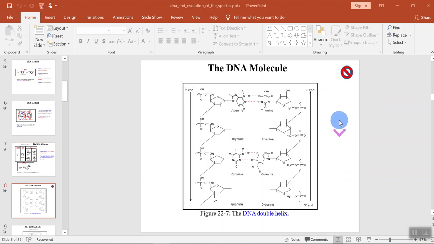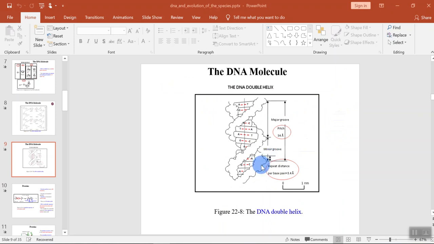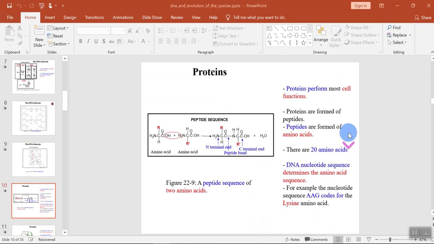Let's skip this one and show the double helix here. It's about 3.4 nanometer or 34 angstrom pitch, and the bases are stacked and hydrogen bonded to each other, G to C and A to T, and so on. It goes on. All right.